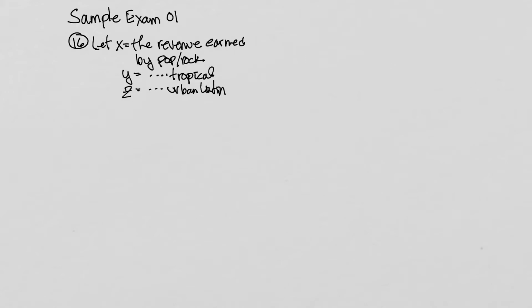So here's what we know. Go back to the beginning and start reading through. It says, in the year 2009, the total revenue from all of these types of music was 28 million. So here's what we do know. We know that X plus Y plus Z, that's going to be the total of these three categories. That's 28 million.